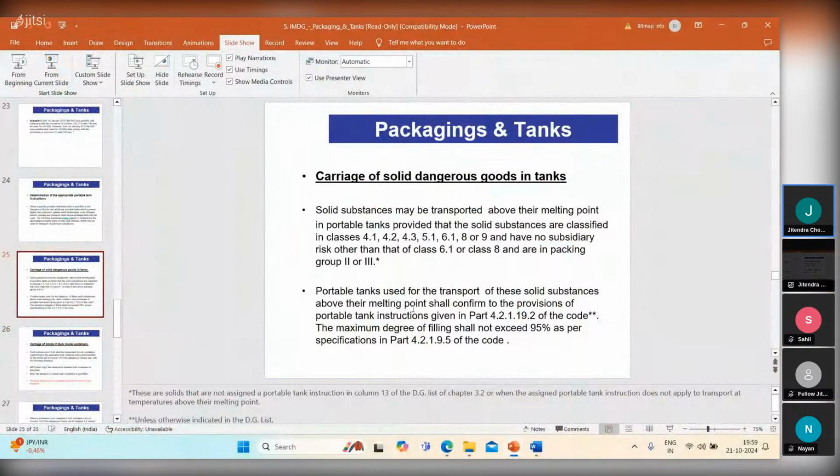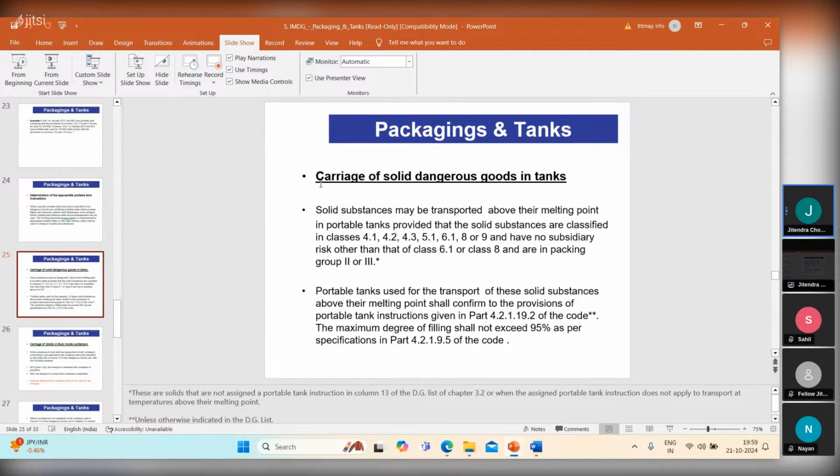Let's start. So we are continuing. I think we'll try to finish this IMDG today. We are left with some packing instructions and marking, labeling, packaging. So let's continue from where we left off yesterday.